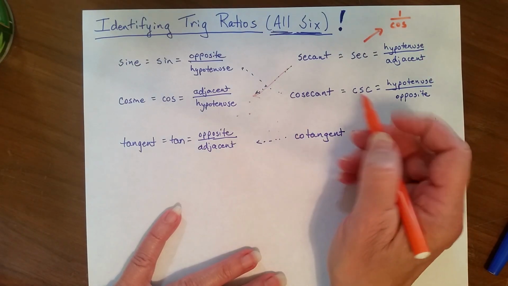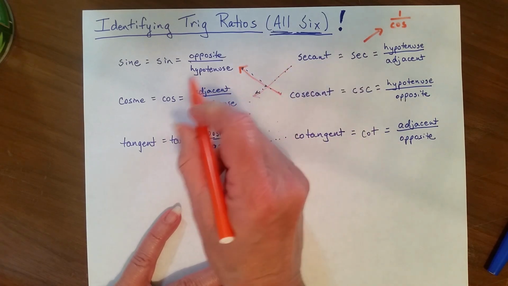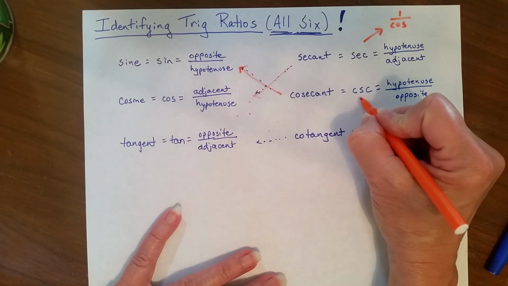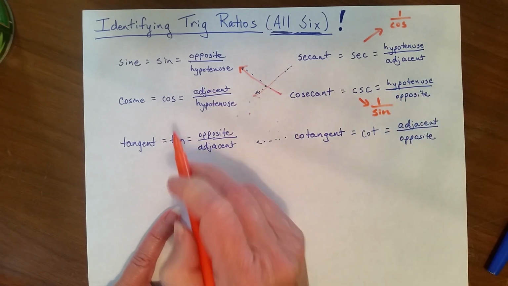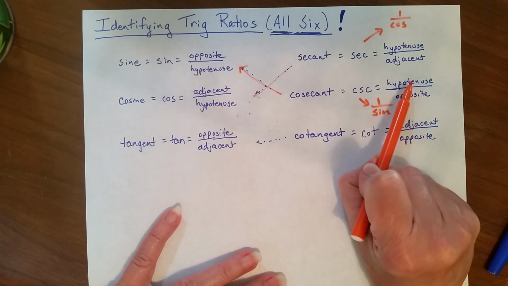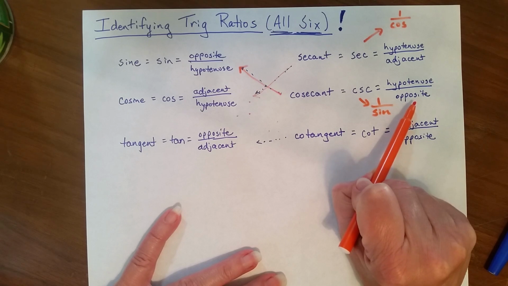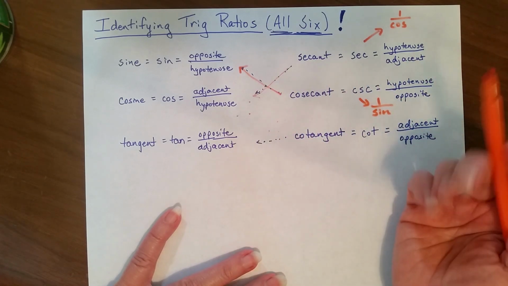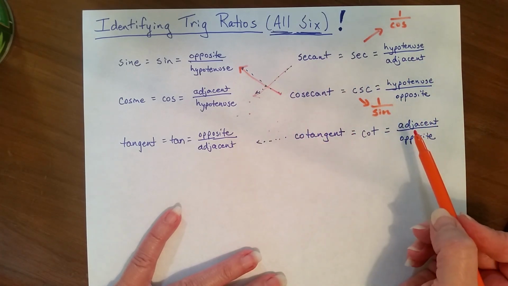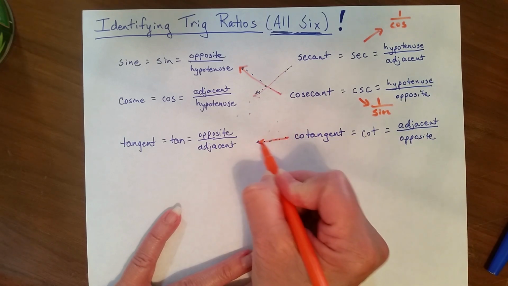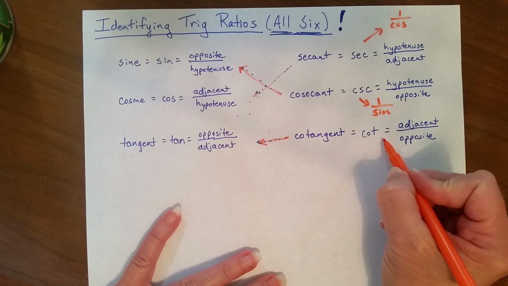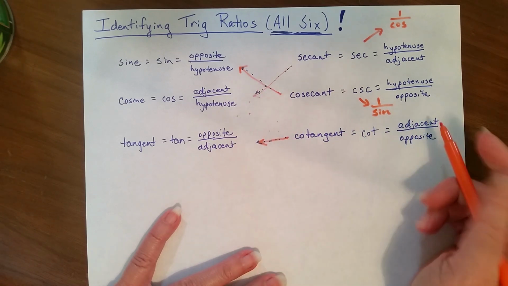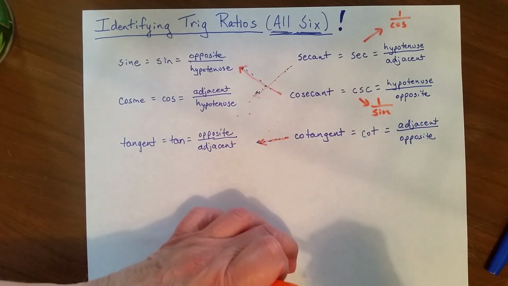Okay, the cosecant is actually the reciprocal of the sine. So the cosecant is 1 over the sine. So instead of opposite over hypotenuse, it's hypotenuse over opposite. I know it seems backwards, but that's the way it is. And then the cotangent is just the reciprocal of the tangent. So the cotangent, abbreviated COT, is the reciprocal of this, so it's adjacent over opposite.